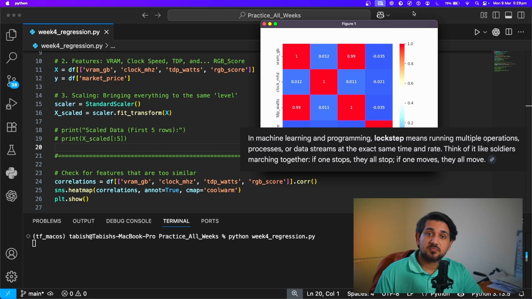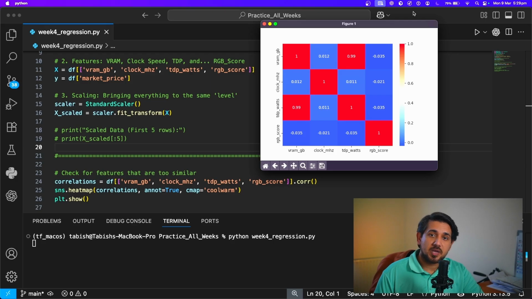In regression, the AI tries to assign a specific price weight to every spec. But when two specs are twins, the math can't decide which one is responsible for the price. It's like two people trying to steer the same car at the same time. The model loses its mind and gives you wild, inaccurate predictions.